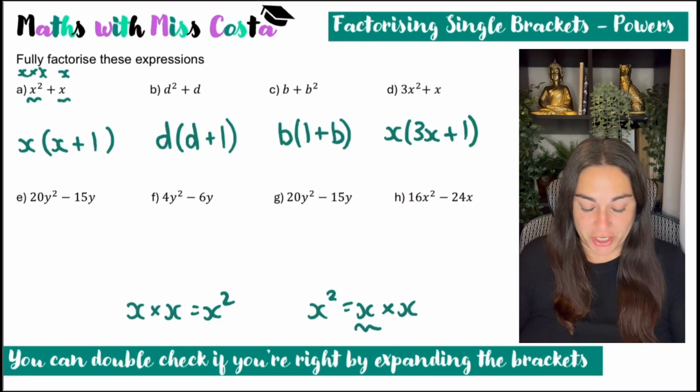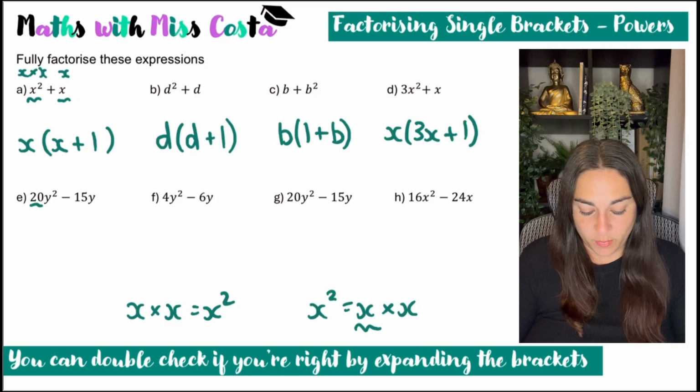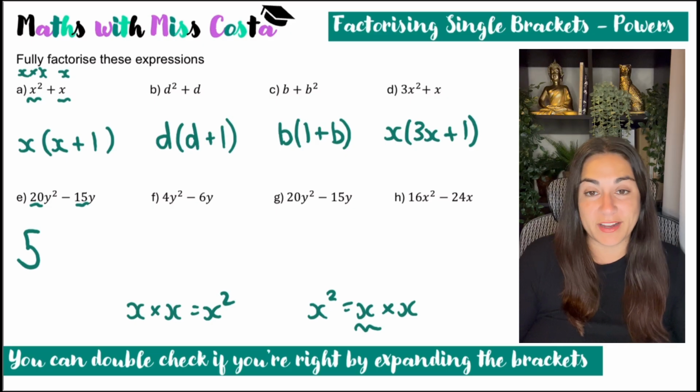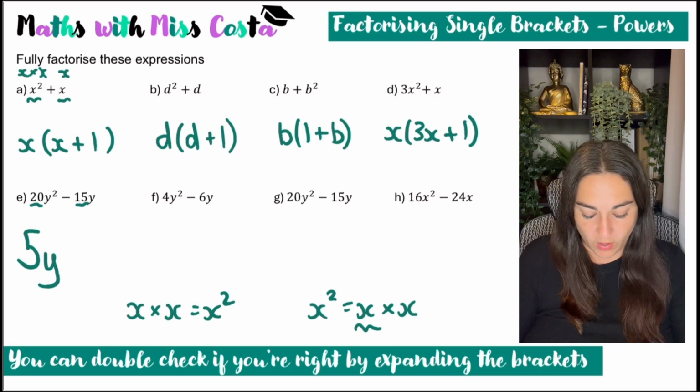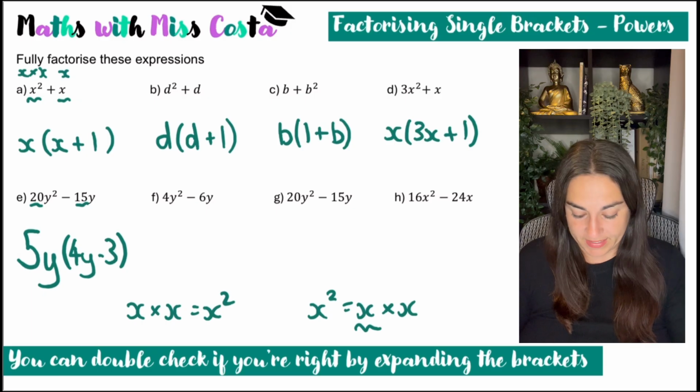So over here I'm going to look for the highest common factor of the numbers and the algebra part. So the highest common factor of 20 and 15 is 5, and then the highest common factor of y squared and y is y. So 5y goes outside the brackets, and then 5y times 4y gives me 20y squared, and 5y times minus 3 gives me minus 15y.